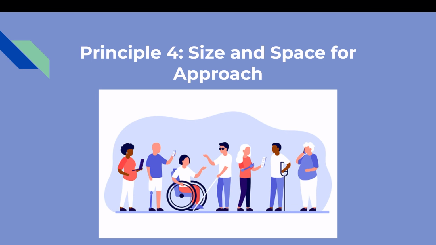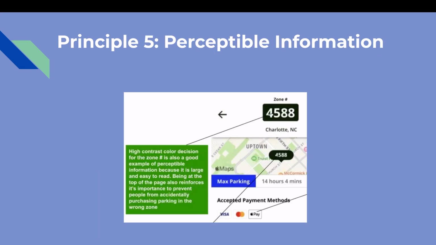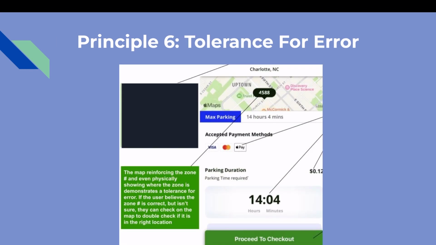Principle 4 is size and space for approach. This means that the design has enough space for manipulation, reach, or any form of use relating to users' body size, posture, or mobility. Principle 5 is perceptible information. In the image, you can see where I pointed out the high contrast color choice, which improves readability and reinforces the correct parking number to ensure customers do not pay for the wrong slot. This is an example of perceptible information.